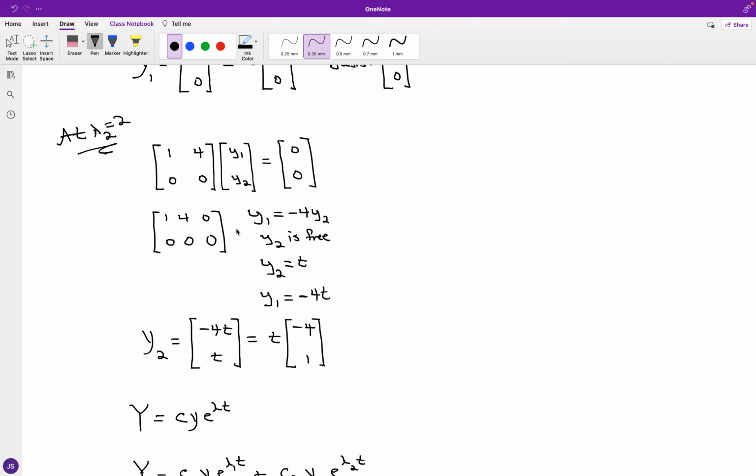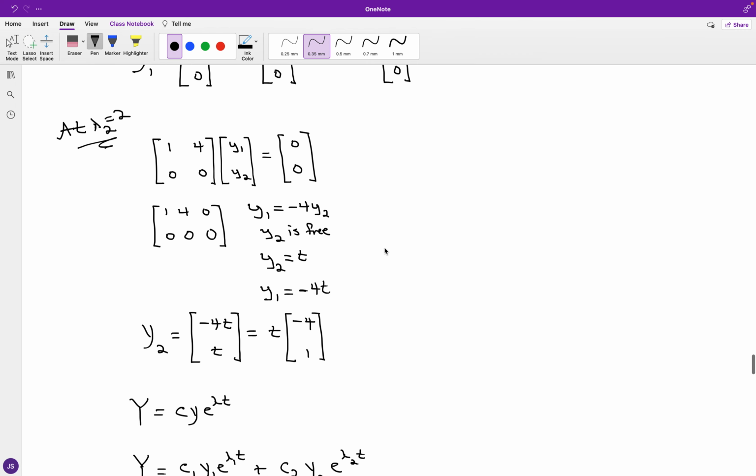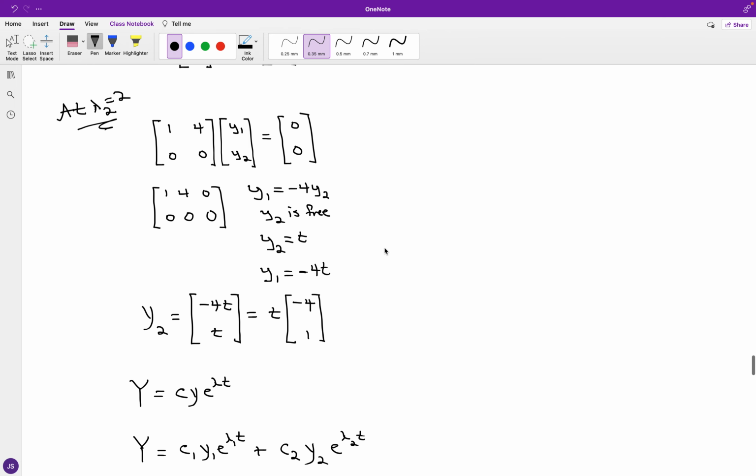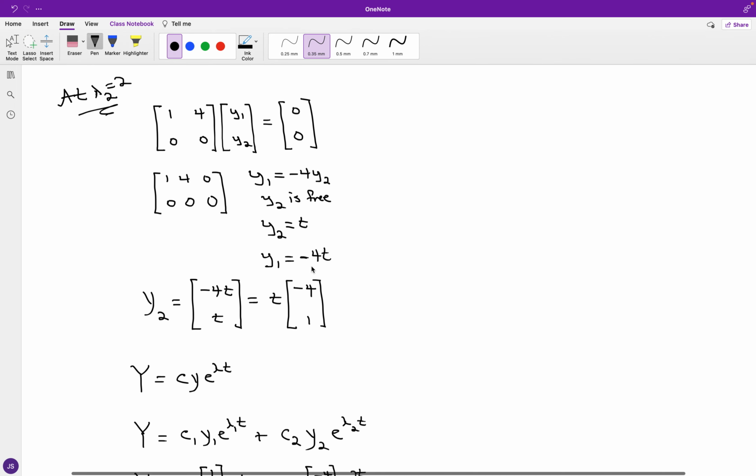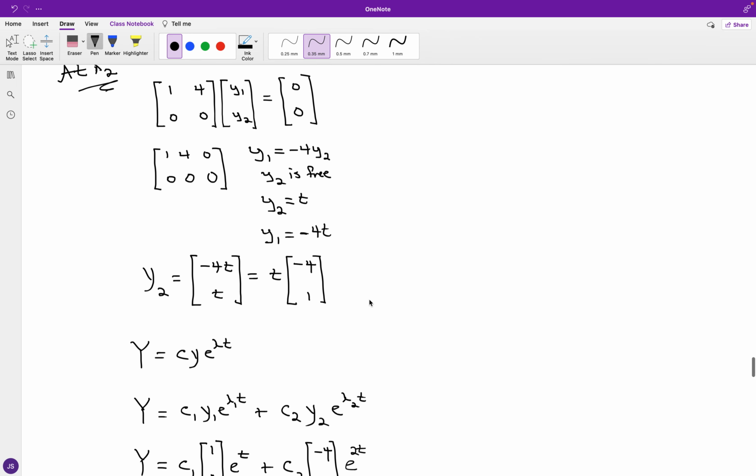So you have 1, 4, 0 at the top, and this will signal that y sub 1 is equal to negative 4 y sub 2, and y sub 2 is going to be a free variable, and we can set this equal to t. And so we're going to have y sub 1 equal to negative 4t, and just filling in for what we have for the second eigenvector. So again, we have y sub 1 at negative 4t at the top, y sub 2 at t on the bottom, and factoring out t, we have the basis at negative 4 and 1.